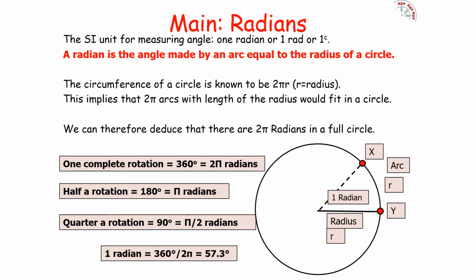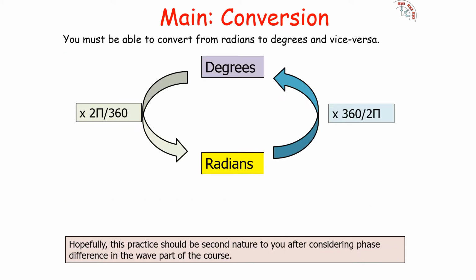It's important to know that one complete rotation, which is 360 degrees, is 2 pi radians. Half a rotation, 180 degrees, is pi radians. A quarter of a rotation, 90 degrees, is pi over 2 radians. Therefore 1 radian is equal to 360 over 2 pi, which is 57.3 degrees. In this course you've got to be able to convert from radians to degrees and vice versa in things such as angular motion, but also in phase differences of waves.